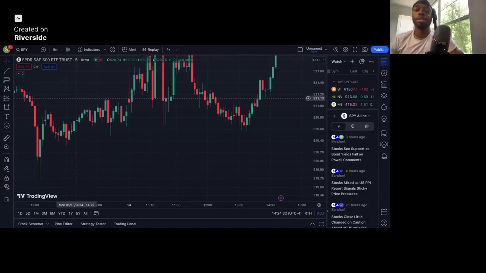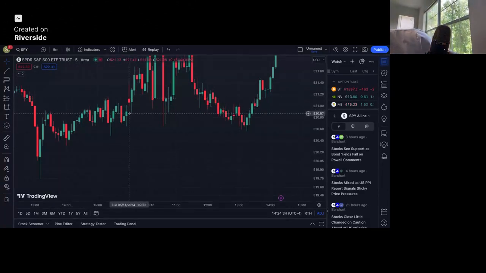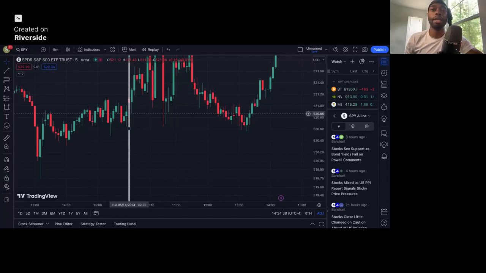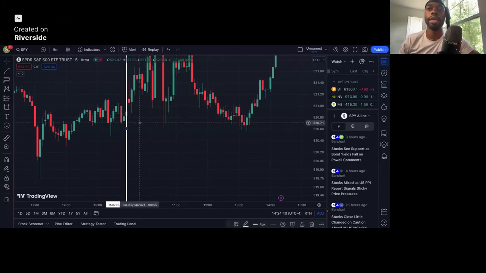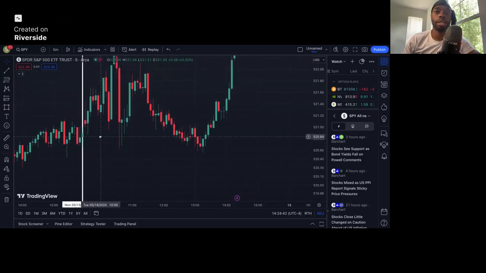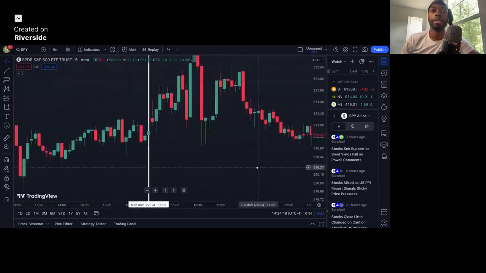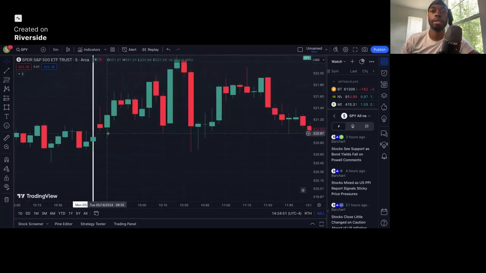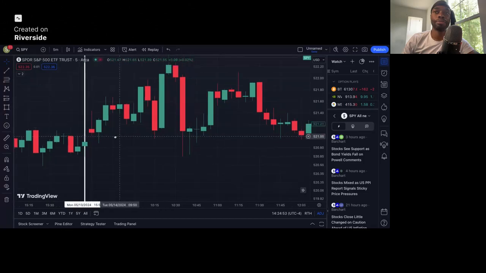Let me just make sure here. All right, vertical. Where I made this vertical line, that's pretty much where the day starts. Today is May 14th, so this is where the day starts. This is 9 a.m. This is the first 5-minute candle. I'm going to make this bigger so you can see. This is the first 5-minute candle.